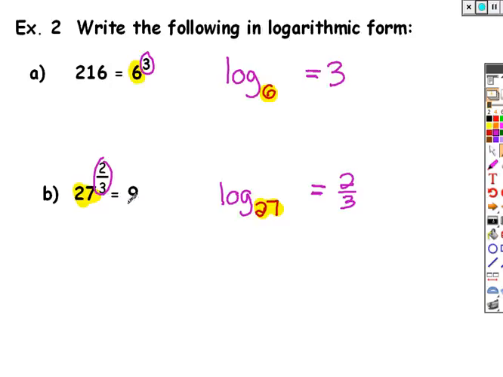And then what is left? That should be my argument. So in this case, 216 is the argument. In the second one, 9 is the argument. So here's my base. A logarithm is an exponent. And then kind of that answer, what these equal, that's the argument.